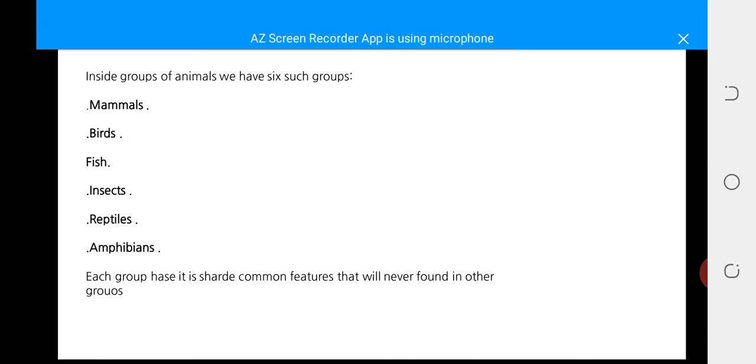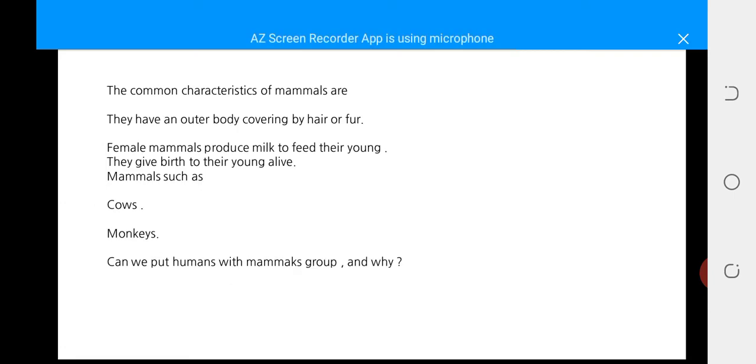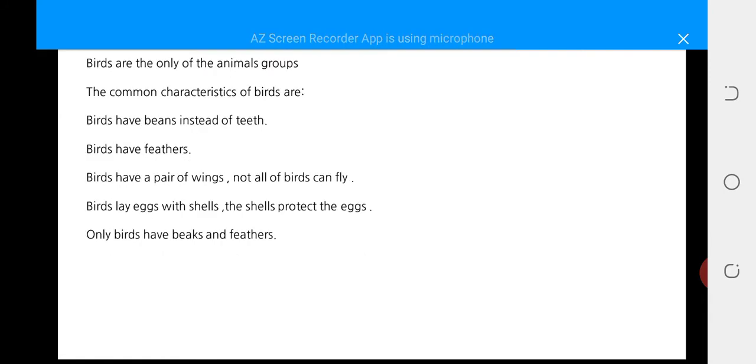So when I put things in one group, that means they have shared or common characteristics. We started with mammals, and we said that the common characteristics of mammals are, first, that they have an outer body covering of hair or fur. Any animal whose body is covered by hair or fur, this is the first one.